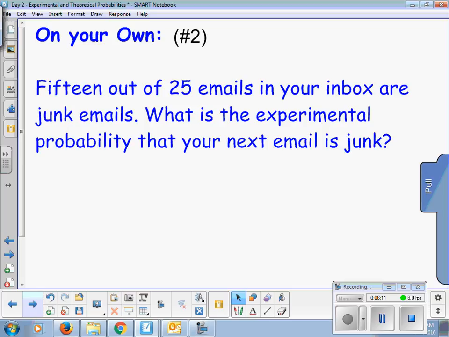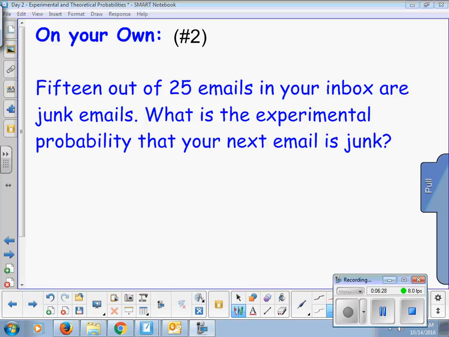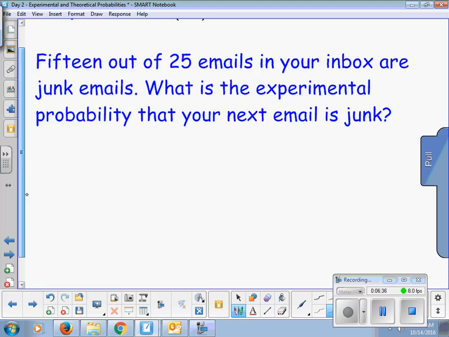Okay, I want you to move on to the On Your Own section, number 2. I want you to go ahead and try this one. I'll give you a little bit of time before we go over it. For this example, 15 out of 25 emails in your inbox are junk emails. What is the experimental probability that your next email is junk?